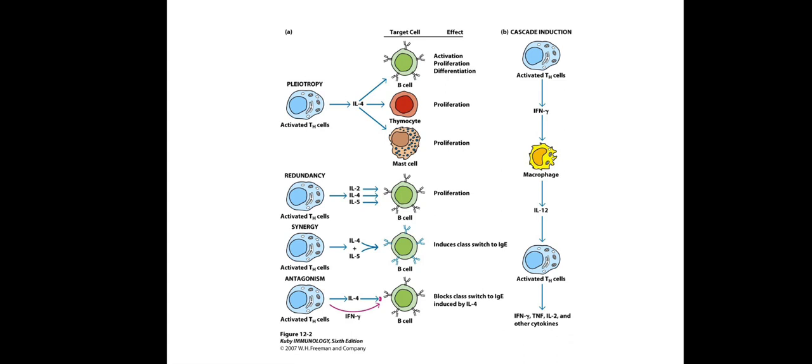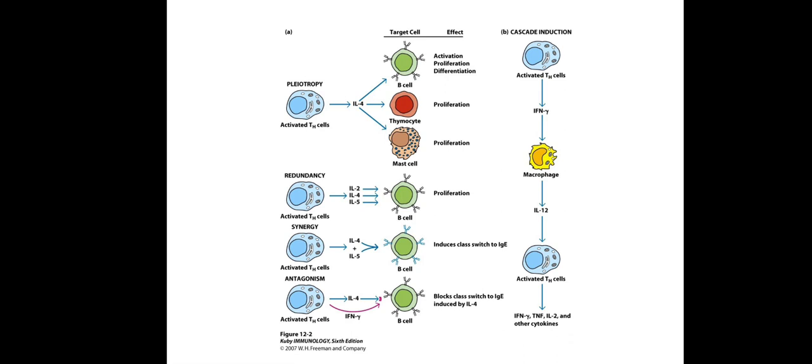When a cytokine produced differs in the effect based on the target cell, it is called pleiotropy. For example, IL-4 produced by activated T helper cells leads to proliferation, activation and differentiation of B cell. Whereas when IL-4 binds on thymocytes and mast cells, they lead to proliferation. If we see the cytokine interleukin-4, it has different roles based on the target cell.